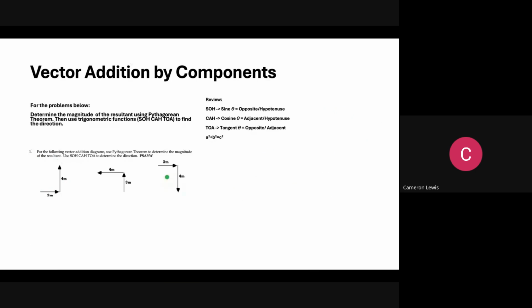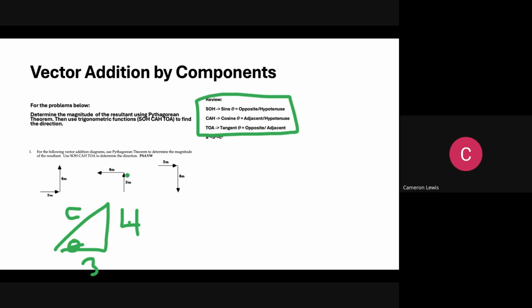We could use 5 because we just found it. But let me redraw the triangle where I don't know what C is. I know it's 5, but I want to find this angle, which would be my direction. Which one of these equations can I use to find out my angle? The tangent one? Tangent, right? Good. So now I can do tangent.